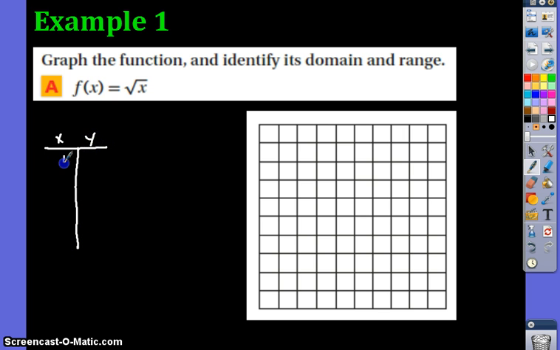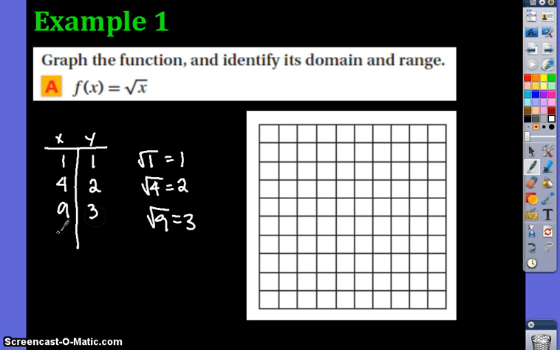When I plug in 1, the square root of 1 is 1. I'll write that over here. When I plug in 4, the square root of 4 is 2. When I plug in 9, the square root of 9 is 3. When I plug in 16, the square root of 16 is 4. All right, so now let's make a graph to see what that looks like.